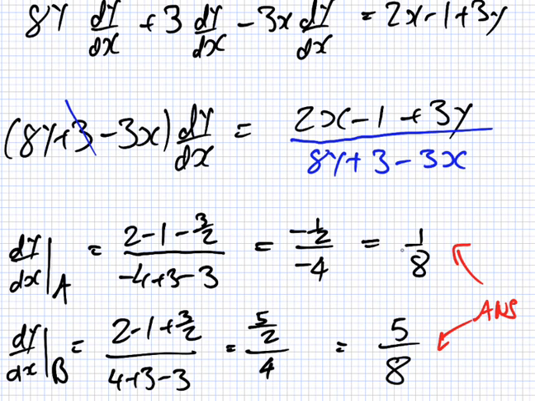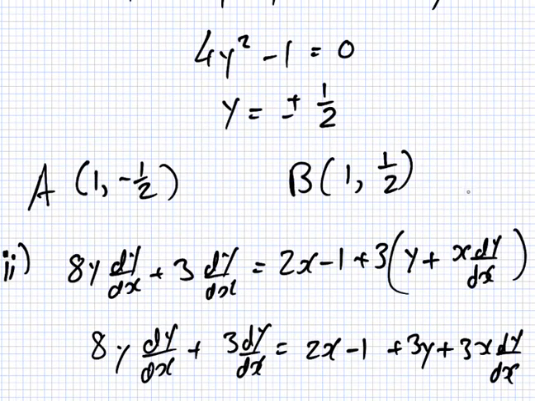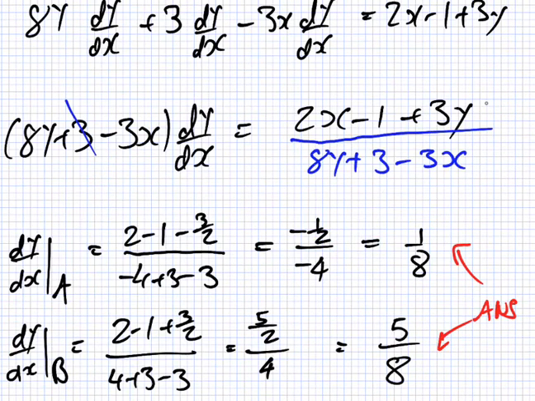Find dy dx at the point A and the point B. So in the first part of the question I had to find A and B, and in the second part of the question I had to find the derivative at those 2 points.